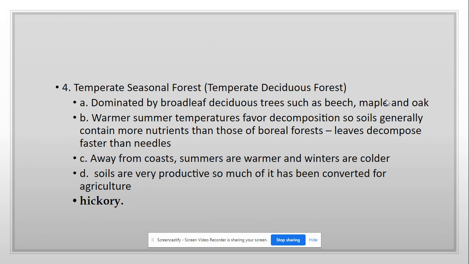Usually found away from coasts, summers are warmer and winters are colder. Soils are very productive, so much of it's been converted for agriculture.